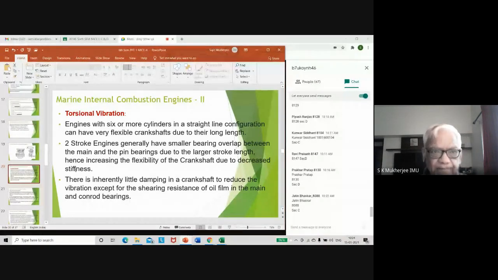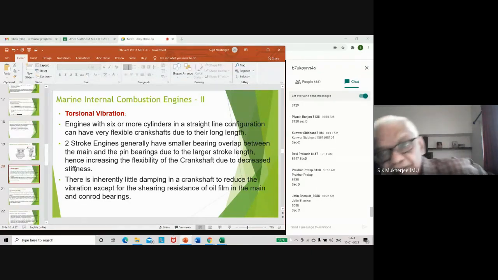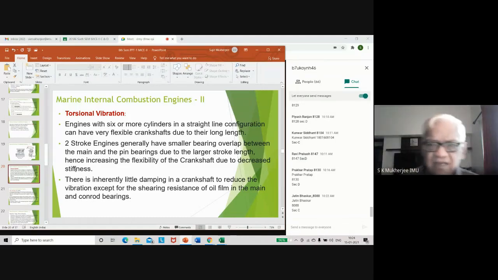See the second point. Two stroke engines generally have a smaller bearing overlap. What does it mean? Everybody knows overlap when it comes to the inlet and outlet valves of a four-stroke engine. Everybody knows what a valve overlap in engines is. But now here you have a bearing overlap. What does it mean? Okay, I'll explain to you. Between the main bearing and the pin bearings, due to the larger stroke length, the flexibility of the crankshaft increases due to decreased stiffness. Okay, try to understand this. I will give it a better explanation. Once I draw it, it becomes very easy.